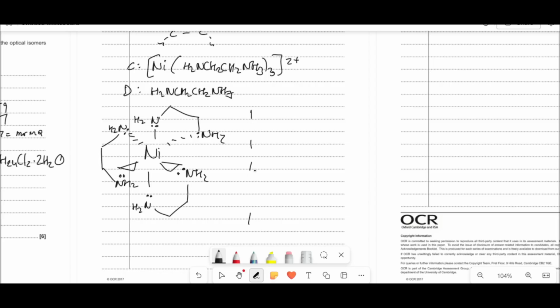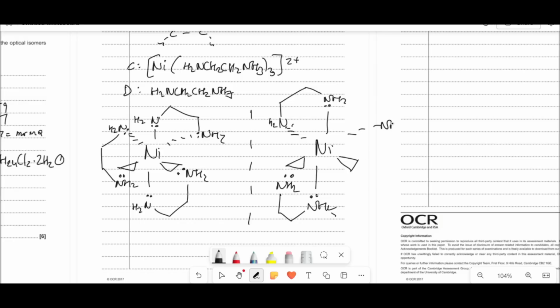There. And its optical isomer is just going to be the mirror image of this. So Ni, wedge, and so on. Then it's going to be what? NH2, H2N, here. Then NH2, NH2, here. And then NH2, here, NH2, bish, bash, bosh. Done. There you go. That's that entire question done.